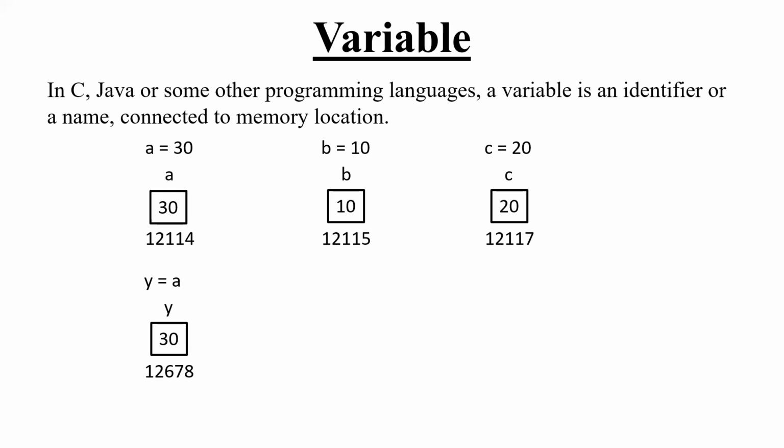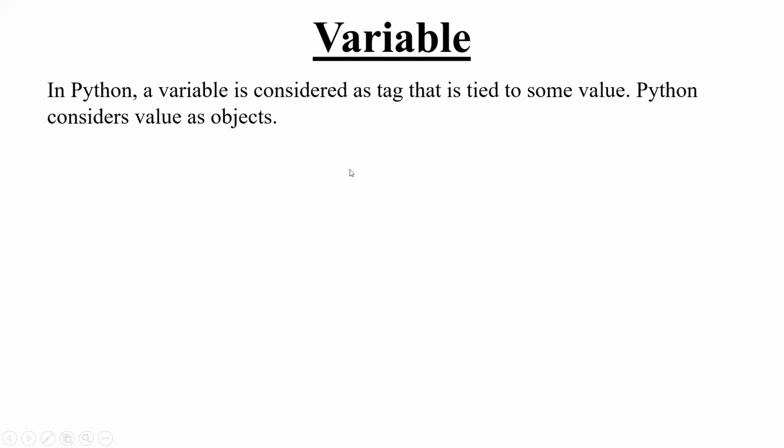Basically these things happen in C. For every variable, a memory address will be created like this. But in Python, it is a little bit different. In Python, a variable is considered a tag. Every variable is a tag that is tied to some value. Python considers values as objects here. That's why Python is an object-oriented programming language.